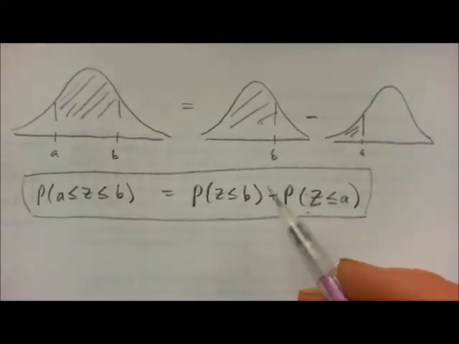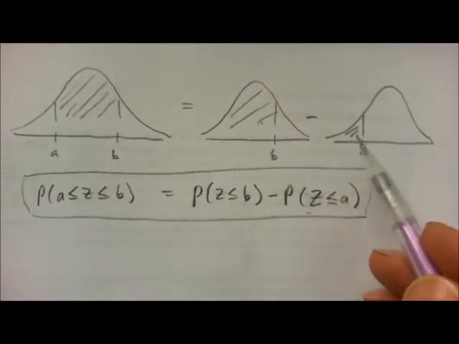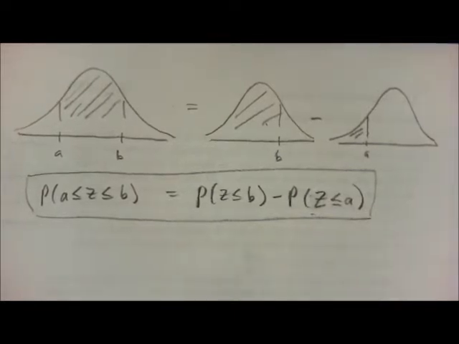So notice when we do this, the probability that z is less than B, this area, is clearly larger than this. We want to take our larger minus our smaller, giving us a positive result. Probabilities should always be positive, and in fact they're always between 0 and 1. So let's look at a specific example for this.